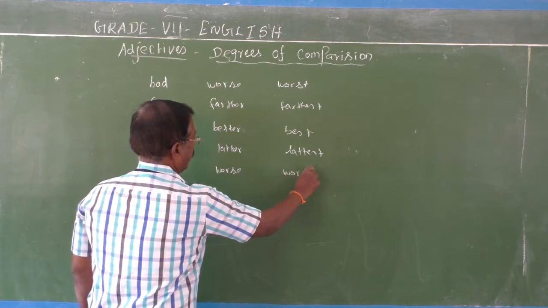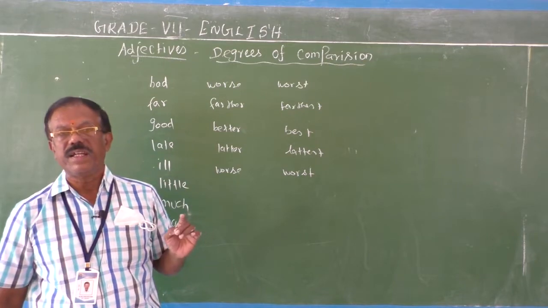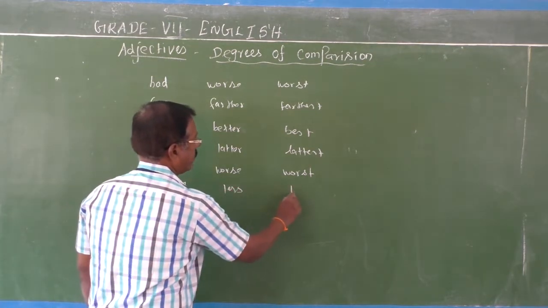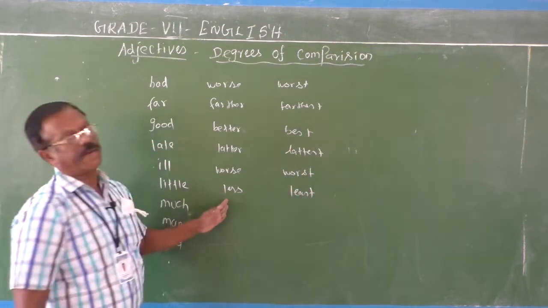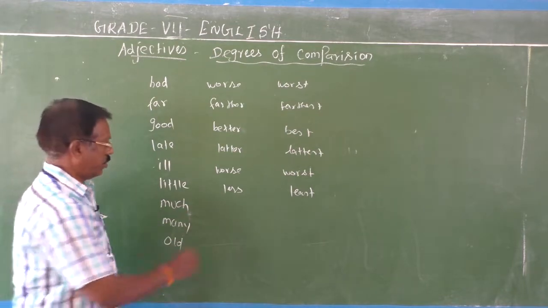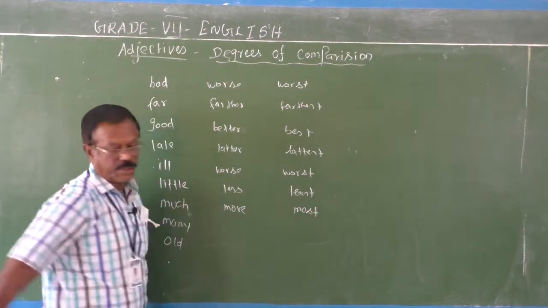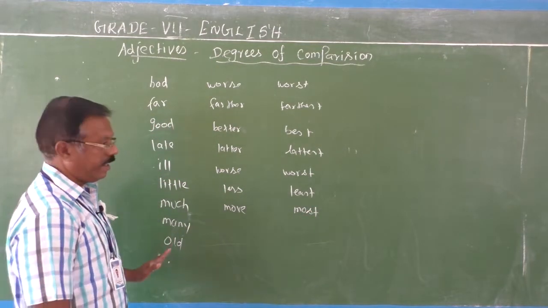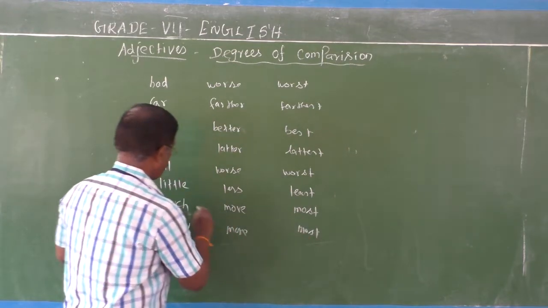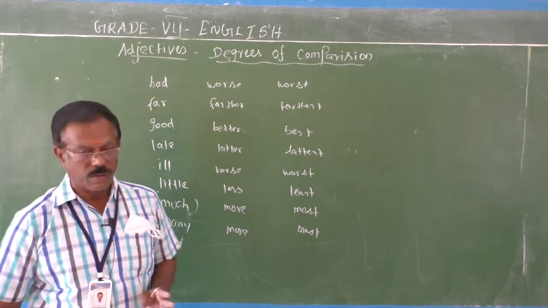Like bad. Okay. Like little. Do you know what is the comparative form for little? Less. Superlative form is least. Little, less, least. Okay. So this is the comparative form and this is the superlative form. Much, more, most. Then see, many also: more, most. So much is used before uncountable nouns. Many is used before countable nouns.